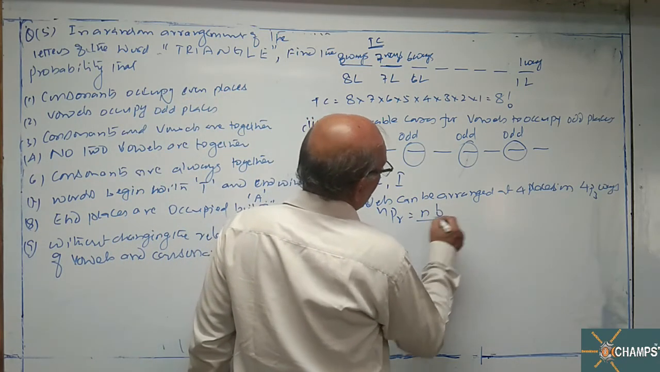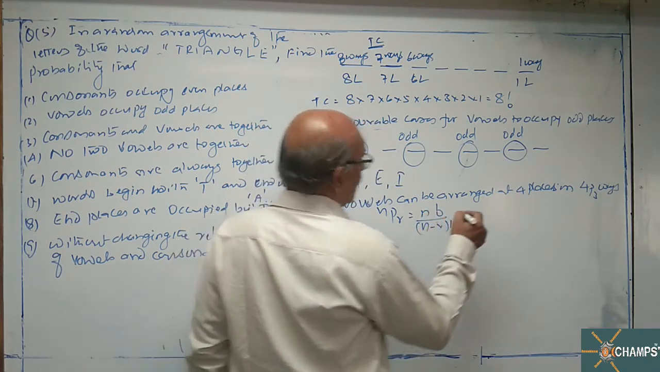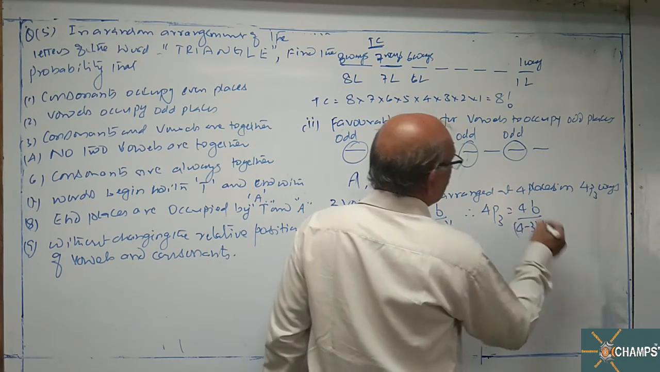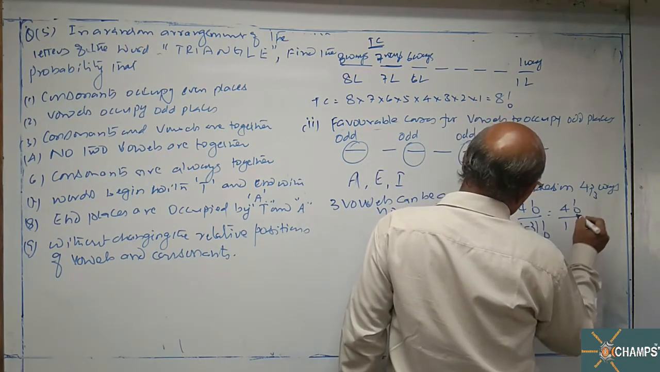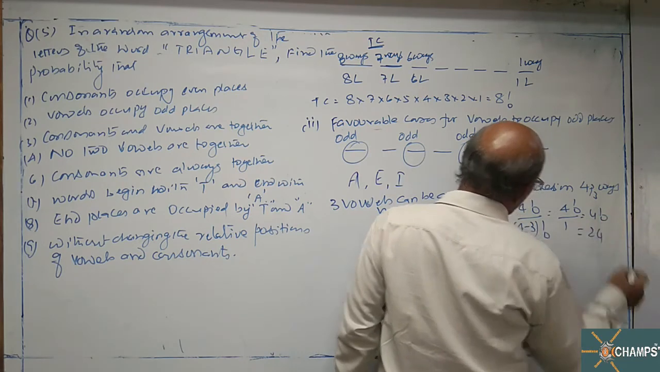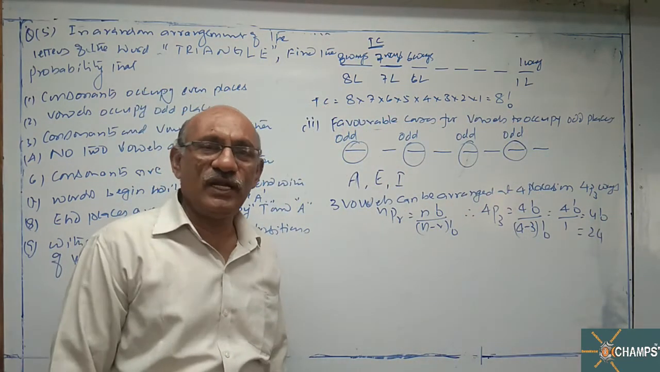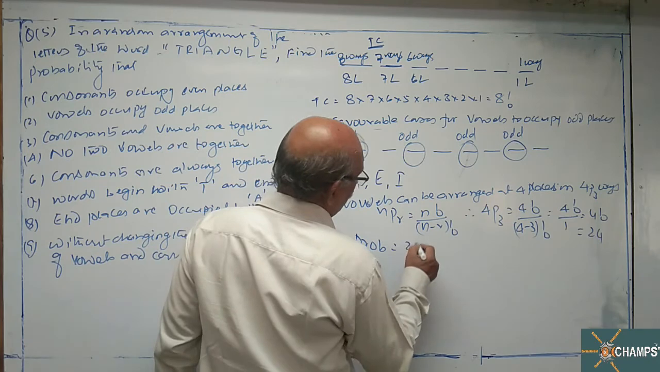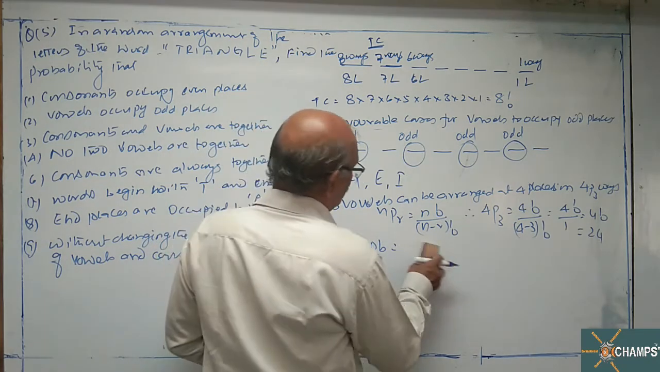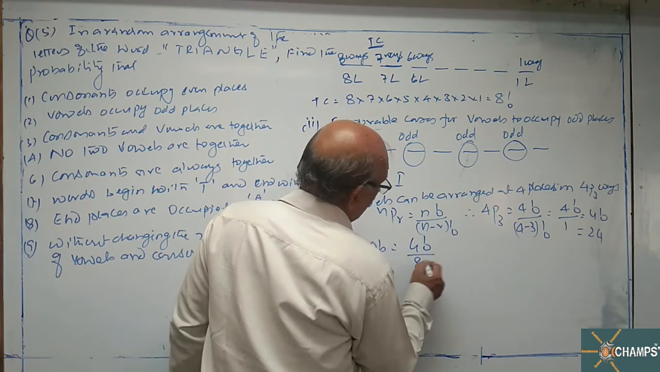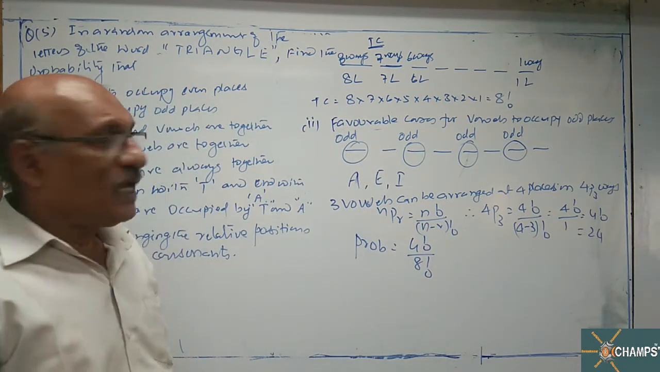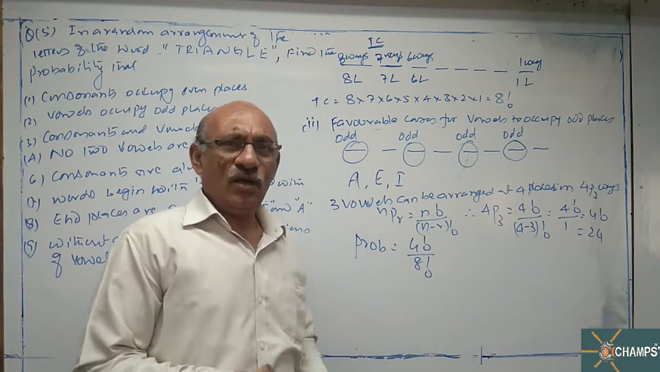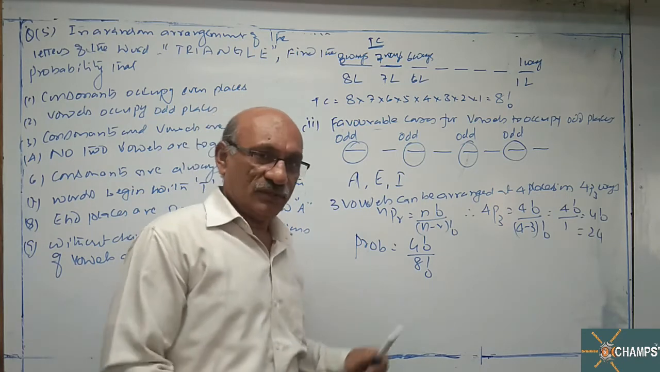nPr is equal to n factorial by n minus r factorial. Therefore, 4P3 is equal to 4 factorial by (4 minus 3) factorial. So this is 4 factorial by 1, which is 24. 4 factorial means 1 into 2 into 3 into 4. Probability is equal to favorable cases, 4 factorial, divided by total number of cases, 8 factorial. Depending upon the options, we can open the factorial notation also. Okay, note down the solution.